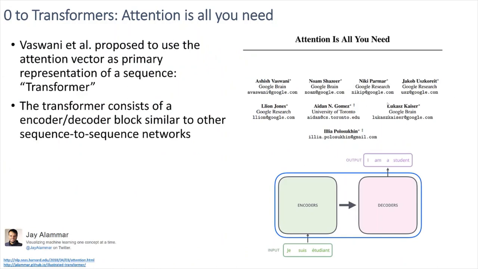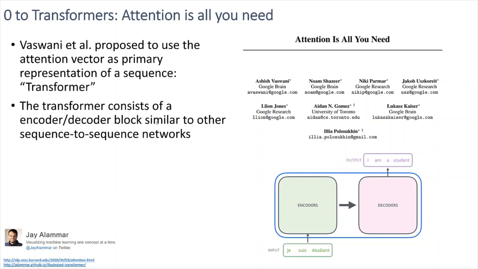There was a landmark paper by authors from Google, Vaswani et al., that said most of the benefit of translation is coming from attention. Can we eliminate the sequence part of the neural network altogether? Can we replace LSTMs by a flat, non-sequential model where time is not important and every node can see every other input? This architecture is what became the transformer.